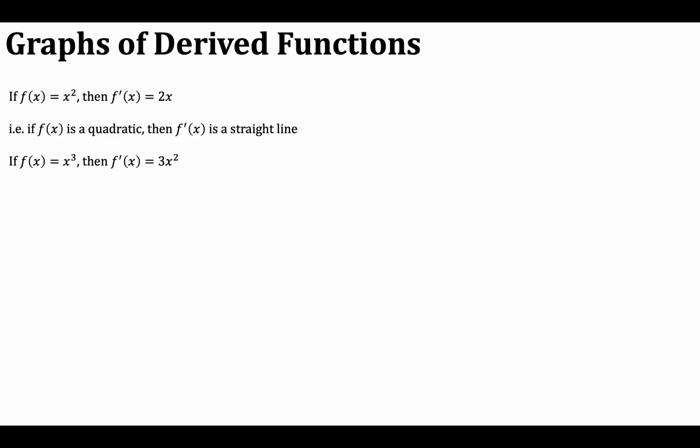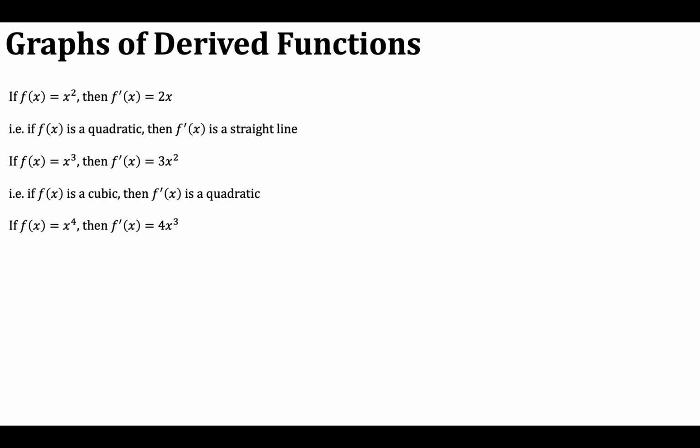Say f of x was x cubed, then f dashed of x is 3x squared. That means if f of x is a cubic function, i.e. it's got two stationary points, it then becomes a quadratic when it's differentiated. So it's only got one stationary point. Again, we'll continue the pattern.